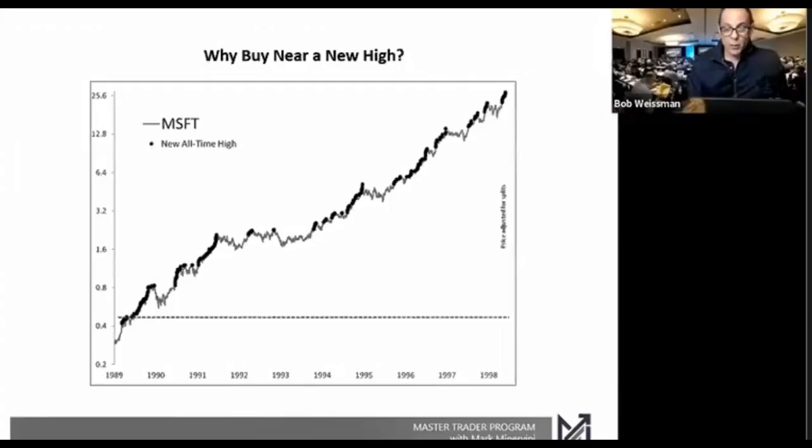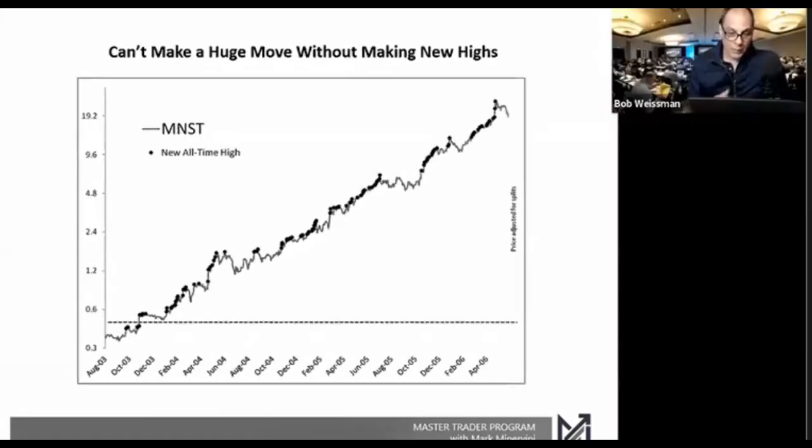Dave, let's talk about some of the reasons why you would buy going into new high ground. This chart of Microsoft, these little black dots, just show each time the stock made a new high. If there's no black dot, then it's not making a new high. Obviously, it's either going down or moving sideways. But what we can see here, and the important thing to show, and this is Monster Beverage, is that you can't make a big move in a stock without making new highs. It's impossible.